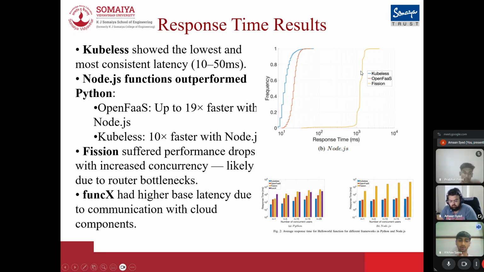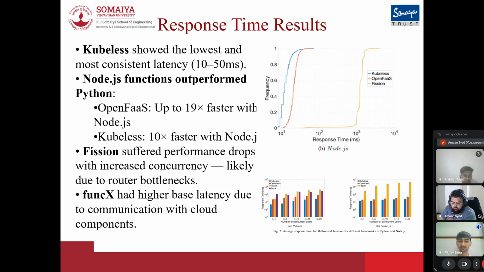The research paper's response time results reveal several interesting trends. With the Hello World and ML inference functions, Kubeless consistently demonstrated the lowest latency, typically in the range of 10 to 50 milliseconds, owing to its close integration with Kubernetes. A notable observation was the performance difference between languages. Node.js functions outperformed Python functions significantly. For instance, in OpenFaaS, the Node.js version of Hello World was nearly 19 times faster on average compared to its Python counterpart. Kubeless also showed about 10 times faster response with Node.js compared to Python. The only exception was Fission, which performed similarly in both the runtimes.